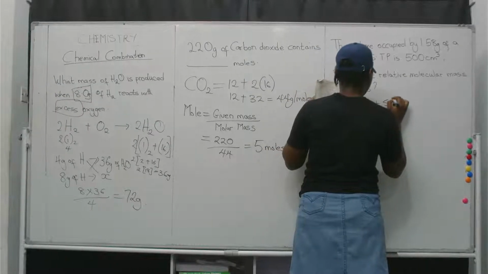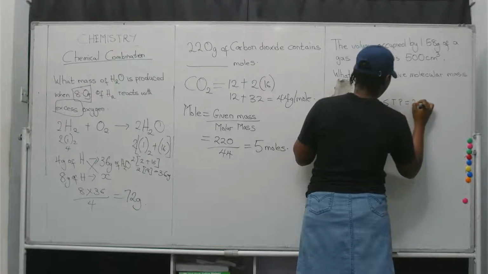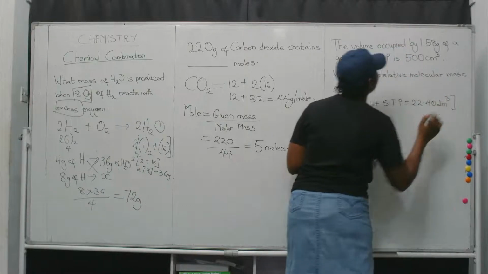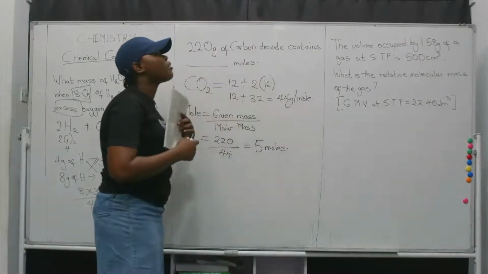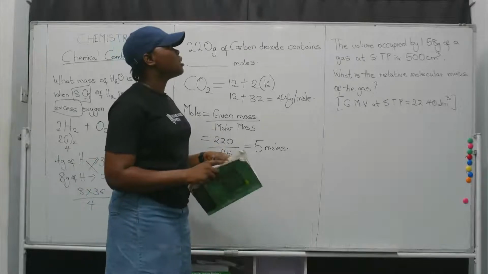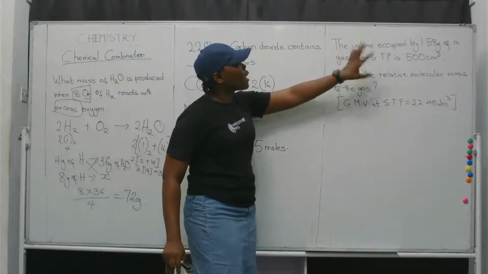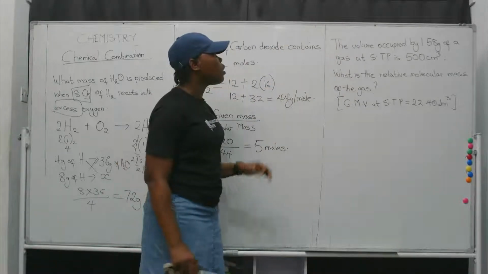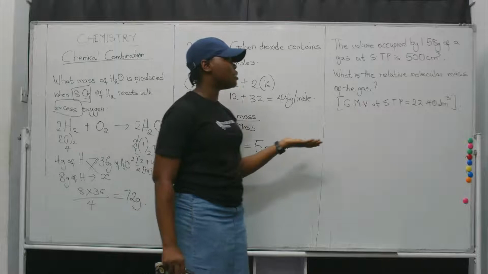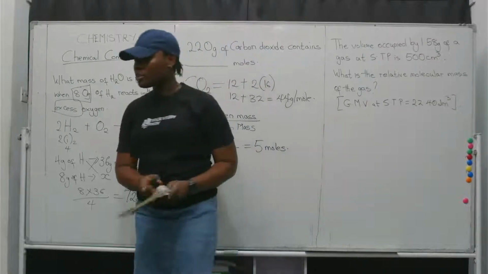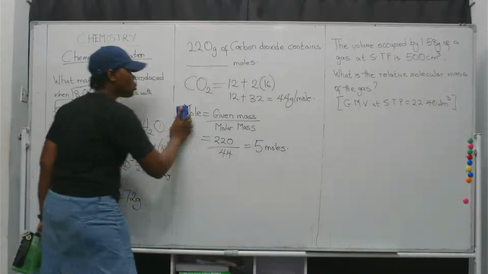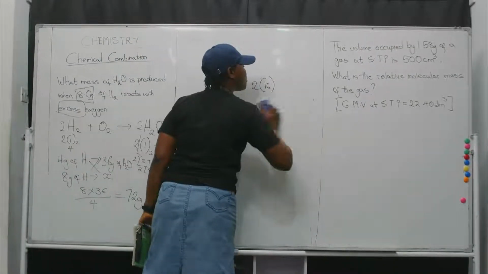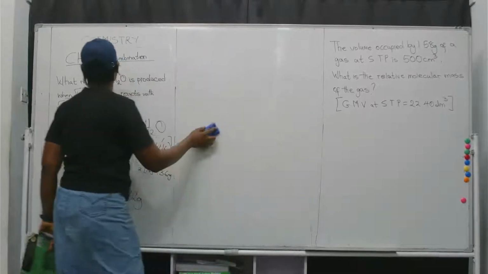We're given the molar gas volume at STP to be equal to 22.40 dm cube. The volume occupied by 1.58 gram of a gas at STP is 500 cm cube. What is the relative molecular mass of the gas? Let's try this. I'll be giving us 2 minutes, and then we'll answer it together. So just try it and then we'll validate it with the answer I get.